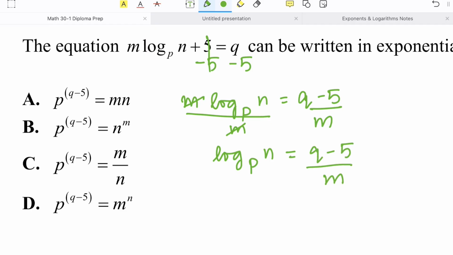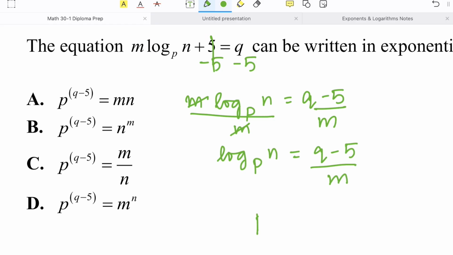Now I can bump and shuffle, right? Base stays the same. The power becomes 5, and then q minus 5 is equal to n to the power of 5, and that should be your answer.